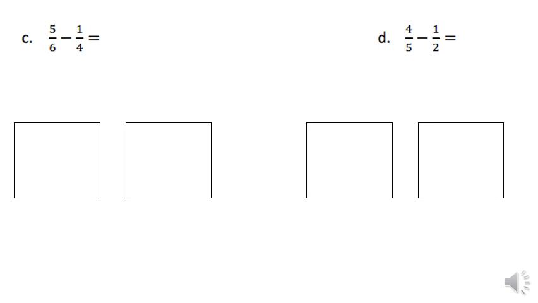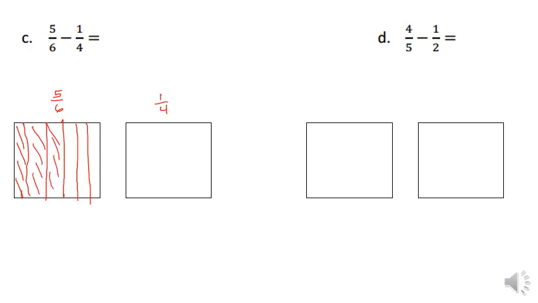On C, we're going to be taking 5/6 and we're going to subtract 1/4. So we're going to split this one up into 6, and we are shading 5 out of the 6. Second one, we're going to split vertically, and we're going to split this into halves, then into quarters. And we're going to shade in 1 out of 4. Now we're going to combine our sixths with our fourths, and over here we have our fourths, and we're going to combine that with our sixths.